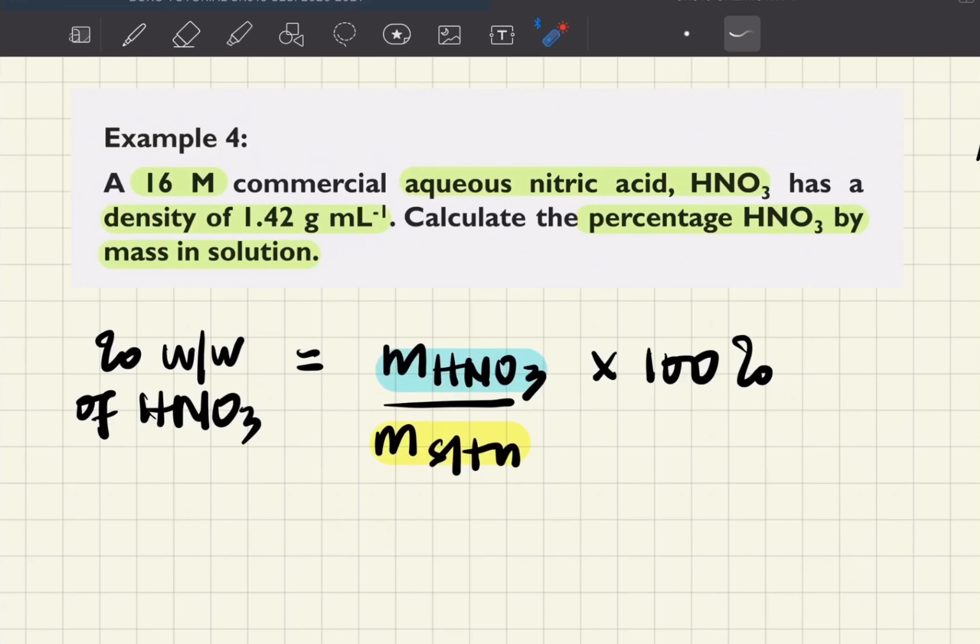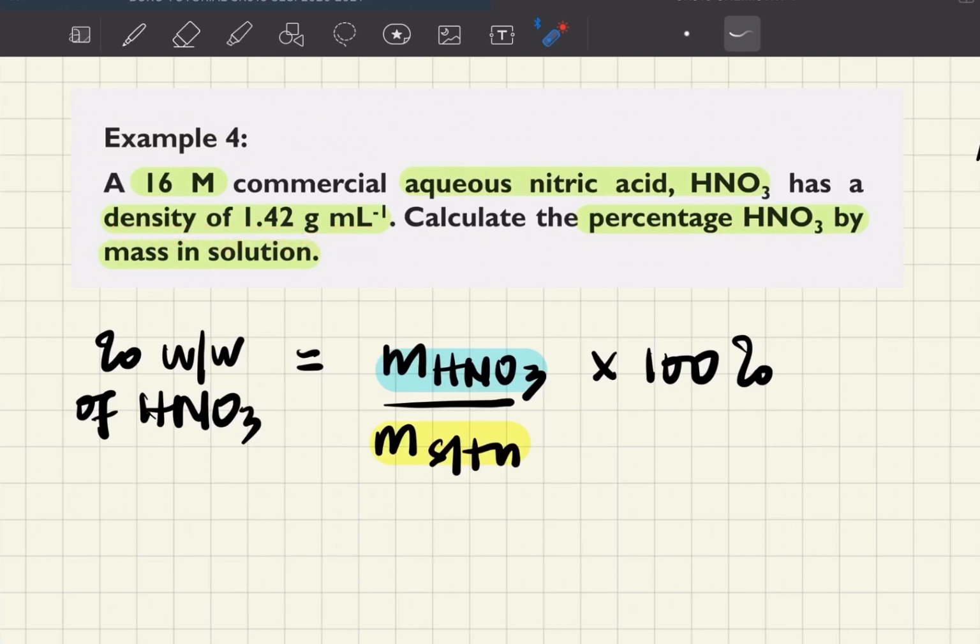Okay, it goes like this. A 16 molar of commercial aqueous nitric acid has a density of 1.42 grams per mL. Calculate the percentage HNO3 by mass in solution. Okay, so sekarang ni dia berikan apa ni? Kalau M besar ni, this is molarity. And this will be the density.